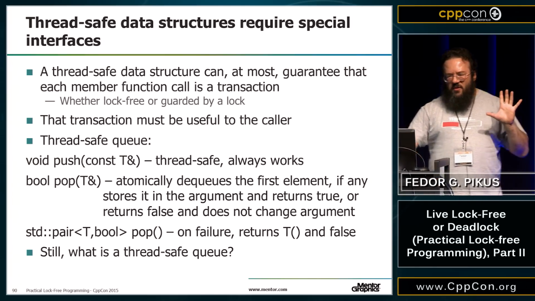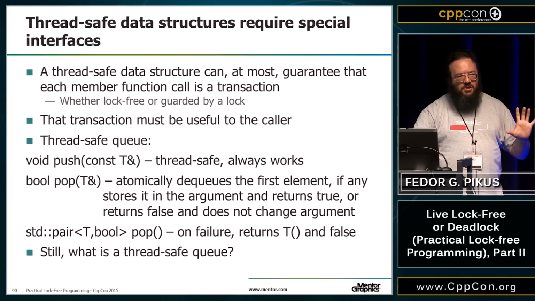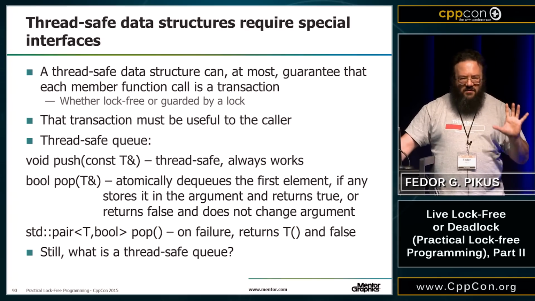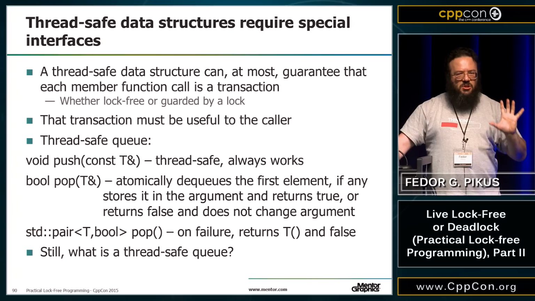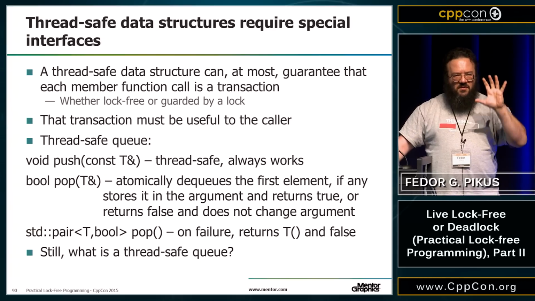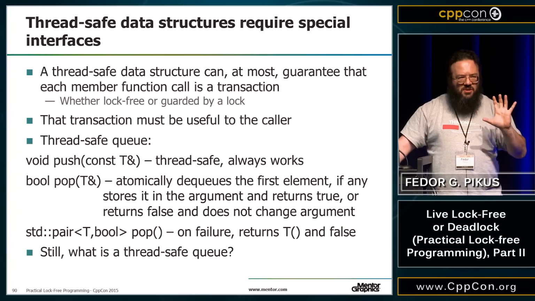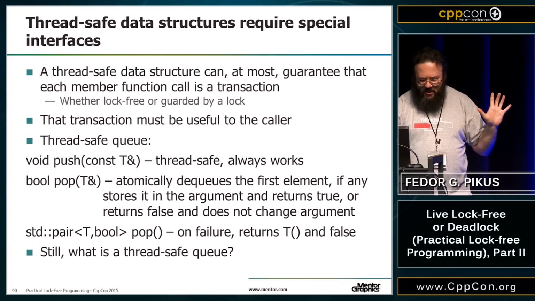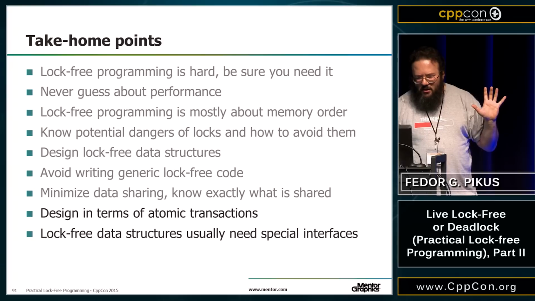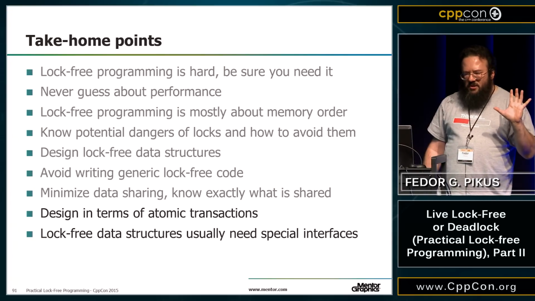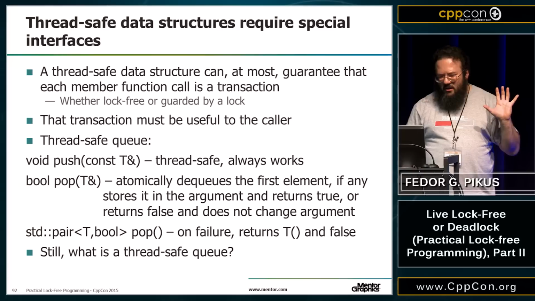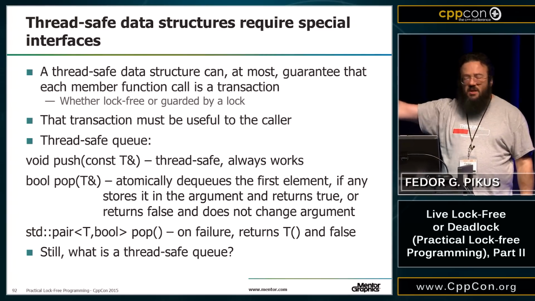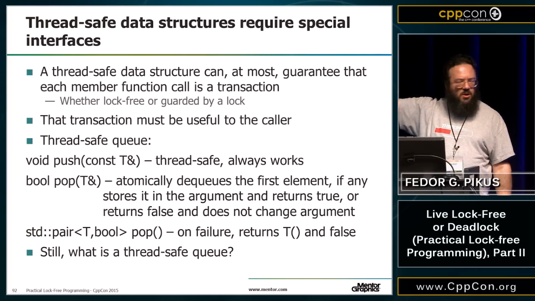Okay, so very important point, thread-safe data structures cannot be done with arbitrary interface. They have to have the right interface so that the functions they provide in their interface are useful as transactions. std::queue in particular does not have that interface. So if you design in terms of atomic transactions, you need these special interfaces. Well, okay, let's say we've done that. We put a wrapper around std::queue to provide that interface and put the locks inside.